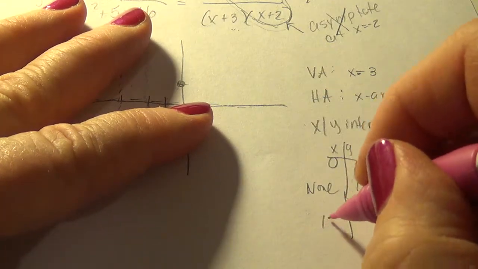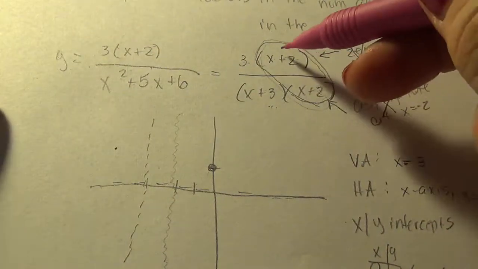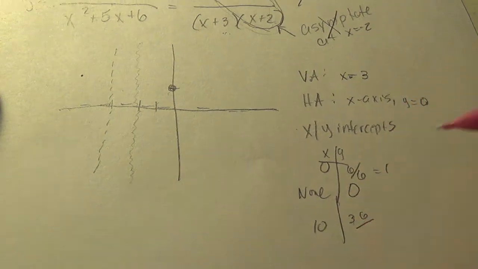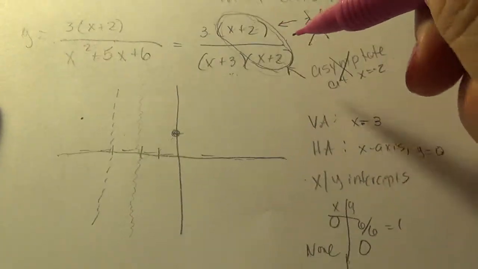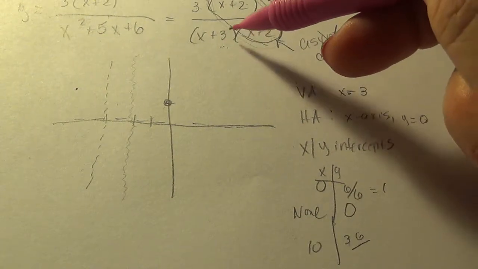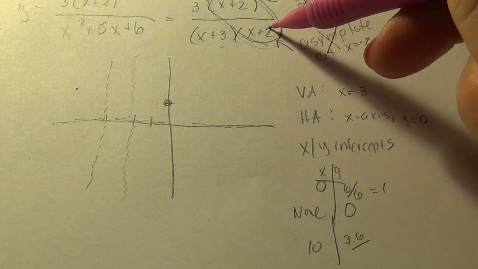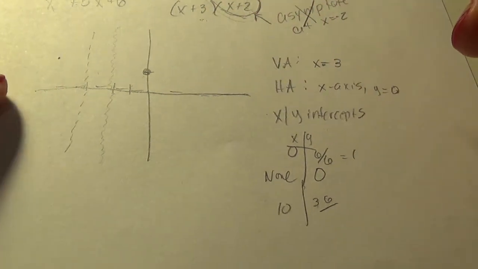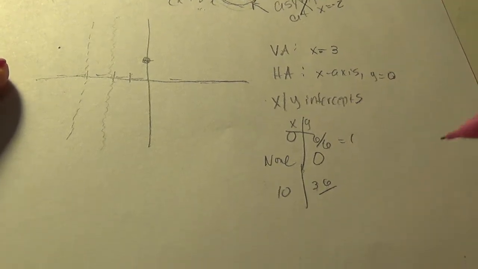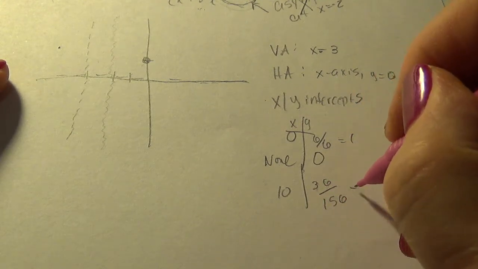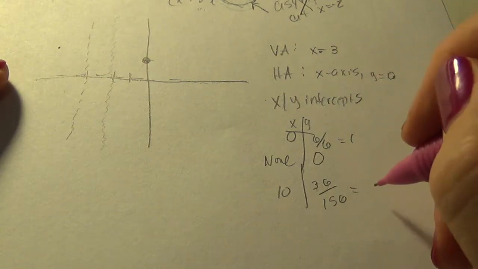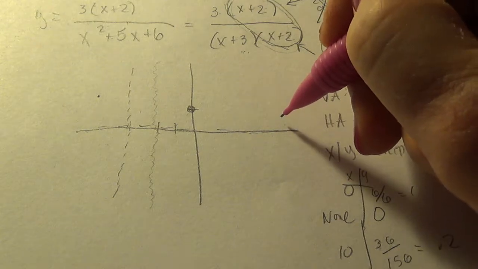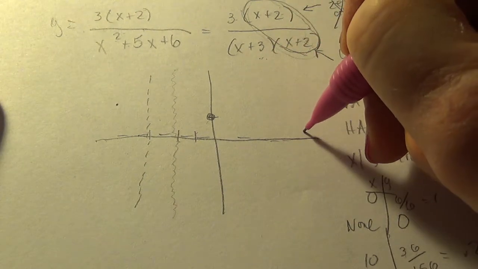When x is 10. Sorry, wrong side. So 12 times 3 is 36. And on the bottom, we get 13 times 12, which is what? 13 times 12, 156. When you have 36 over 156, it's like 0.2, so it's a small positive number. They won't always start here, but all the examples tonight have.